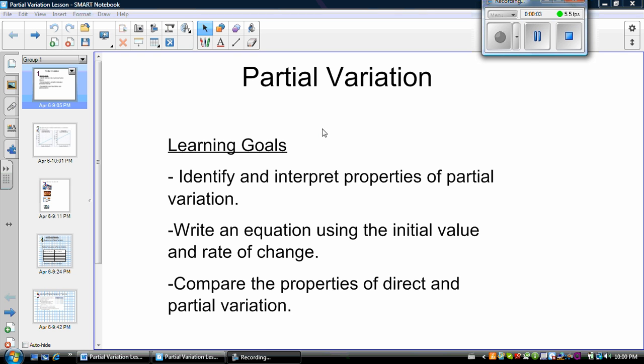Hello, today's lesson is about partial variation. Now the learning goals for this lesson are the following. Identify and interpret properties of partial variation. Write an equation using the initial value and rate of change. Compare the properties of direct and partial variation.